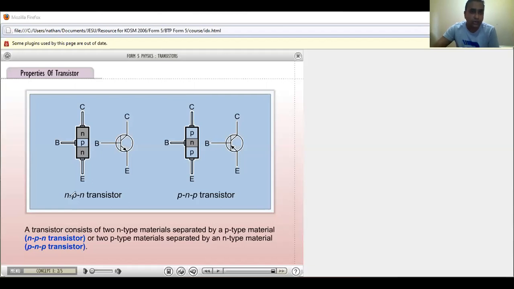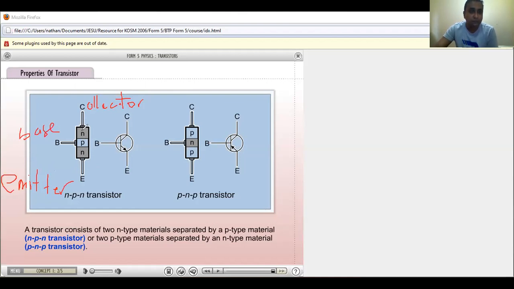The bottom one we call emitter. The function of the emitter is to supply charges to the collector. On top here will be the collector, and then this one will be the base. So we have emitter, base, collector. Now the function of emitter is to supply charges to collector.